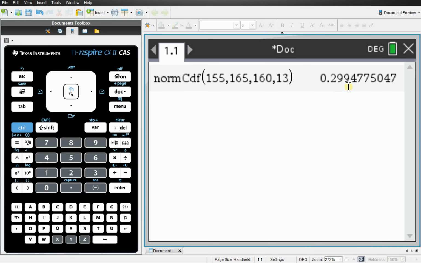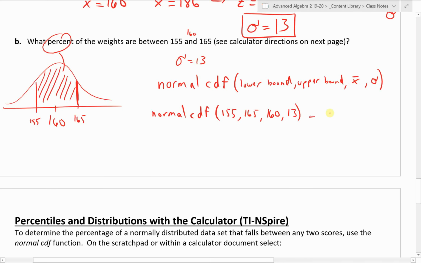And we see 0.299 is our proportion. That's our percentage, 29.9%. So this value is 0.299. So 29.9% of weights will be between 155 and 165, about 29.9%. Okay, so there's using the normal CDF.